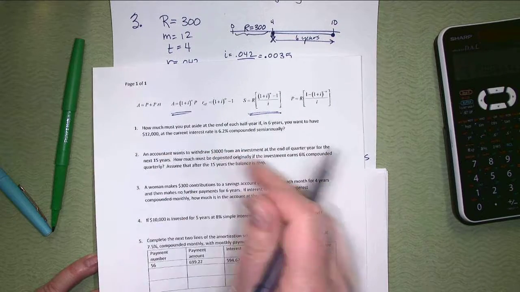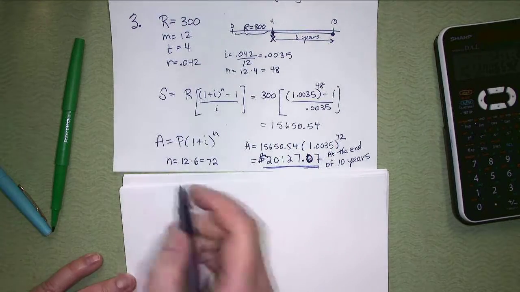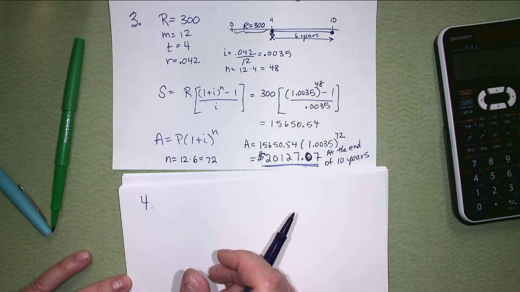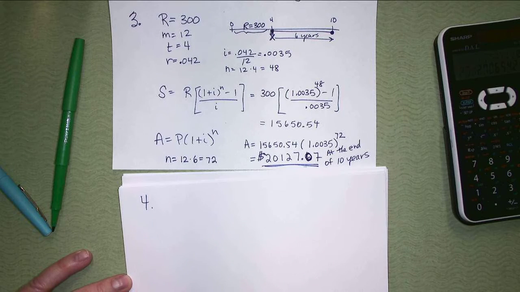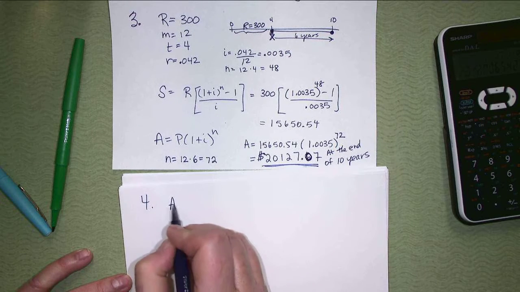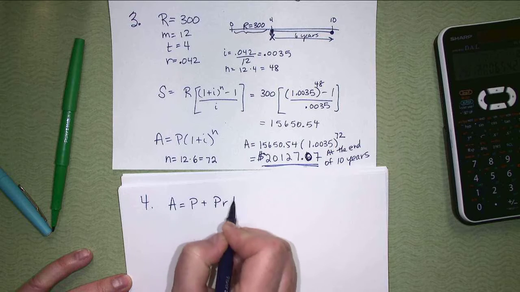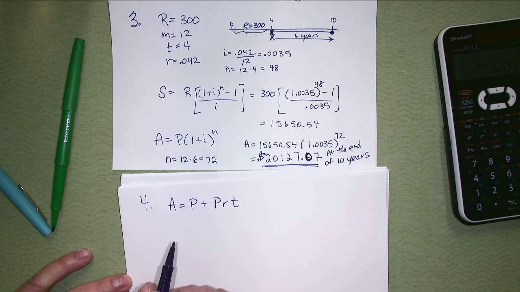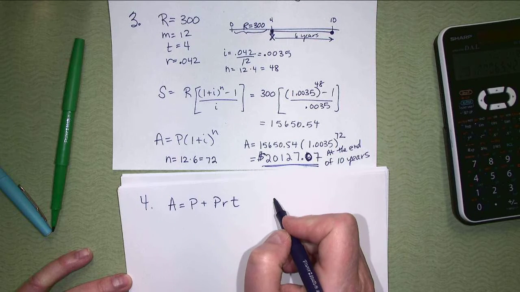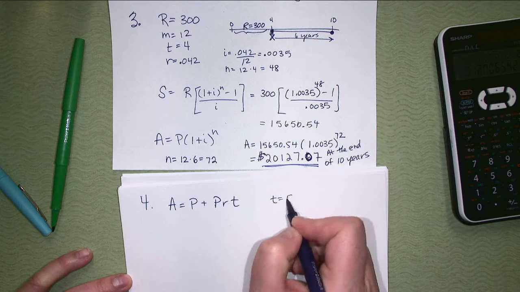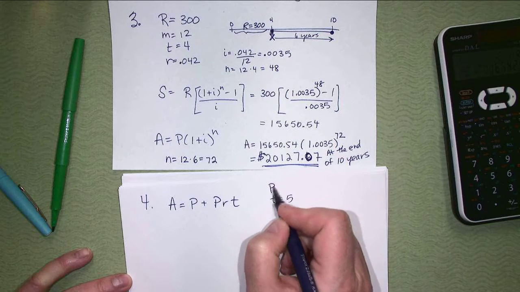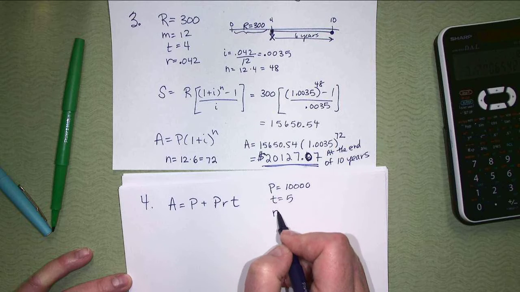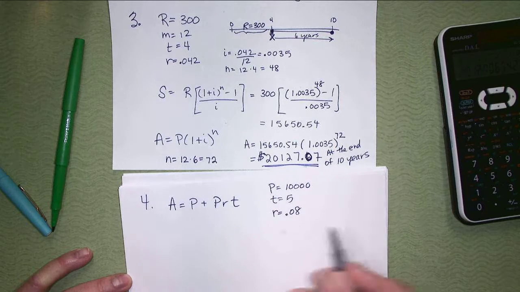Okay, so 4. If $10,000 is invested for 5 years at 8% simple interest, so simple interest is simple interest. As soon as I see the word simple, I'm like, okay, this is the first formula. Exactly. So what's the 10,000? The A or the P? Yeah, it's the amount invested, so that's the original amount, that's P. 10,000, T is 5, R is 0.08, and we just plug it in.